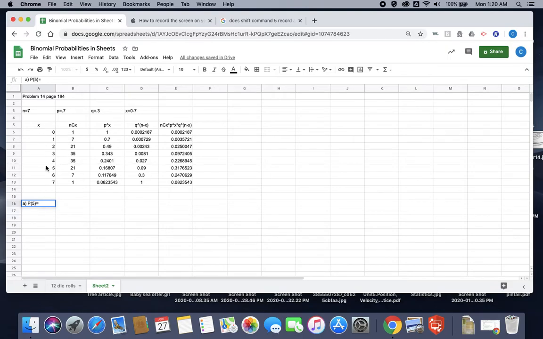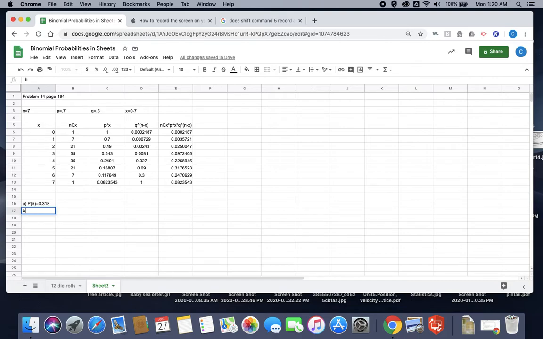Well, that means we just have to go ahead up here and look for 5 successful trials and see what our probability was. Well, here it is, 0.318. So we're just going to put that in here as our answer, 0.318.